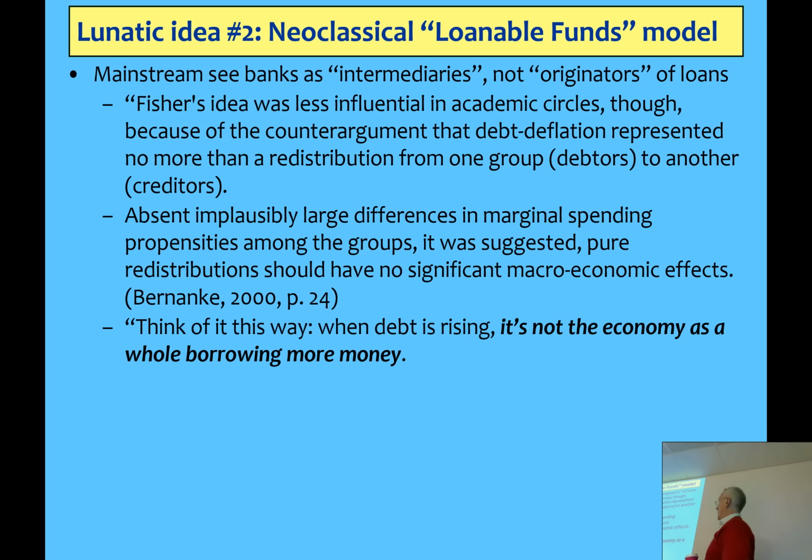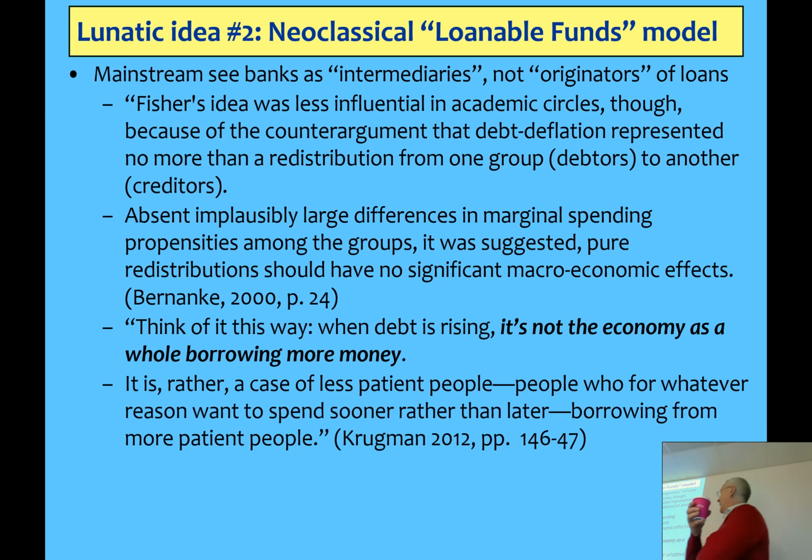This is my other mate Krugman, and this is in his book End This Depression Now! So when debt is rising, it's not the economy as a whole borrowing more money. So it's saying there's no link between the level of debt and the amount of money in the economy. It's rather a case of less patient people borrowing from more patient people. Now again, I just find this... We need Derrida in the room to deconstruct the language here. Who are the good guys in that statement? Who are the good people? The patient people. Who are the bad people?